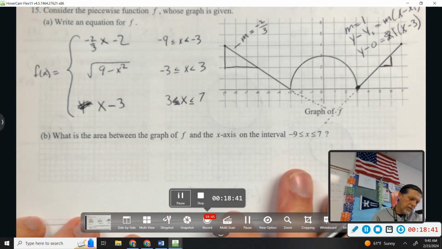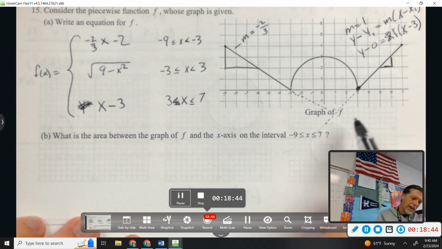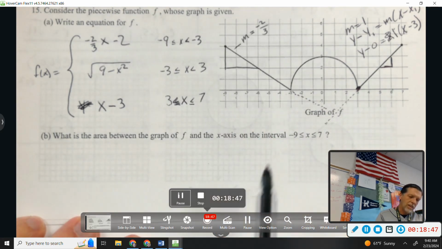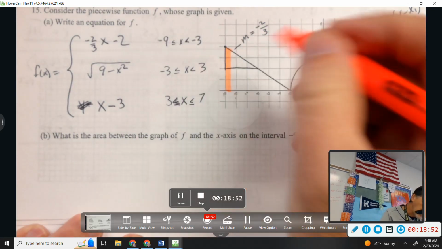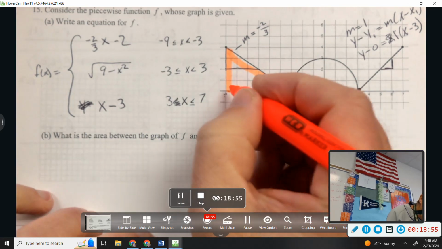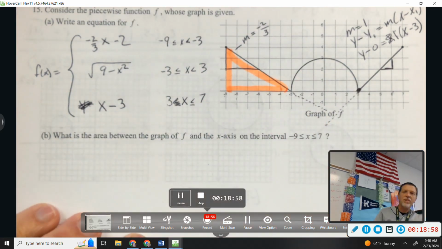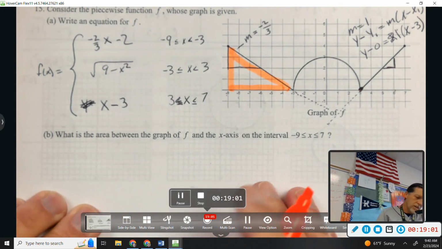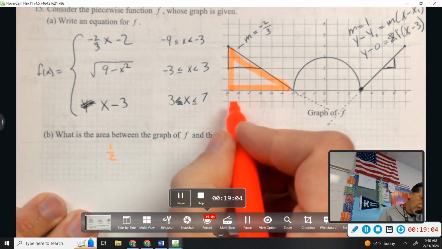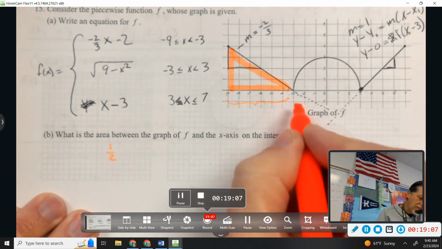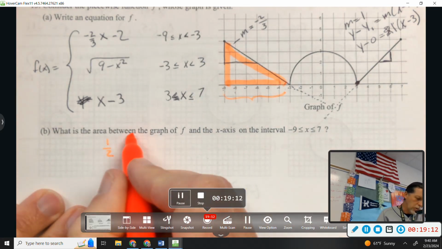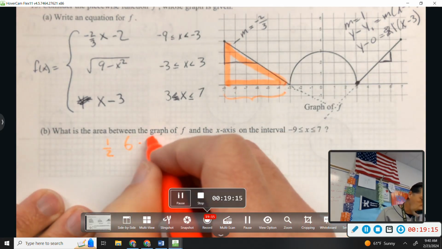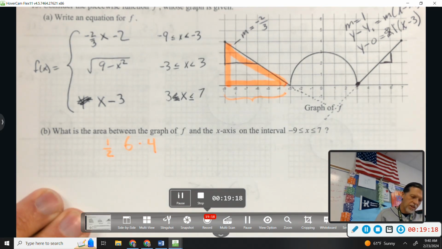Part B, what is the area between the graph of f and the x-axis on the interval -9 to 7? Okay. Seems like a weird question, but speaking of piecewise, I think I'm going to go piece by piece here. That's a triangle, so 1/2 base is, careful, people will look at that and tell me the base is 9. No, the base is 6, and the height is 4. So there's that piece. That would be 12.